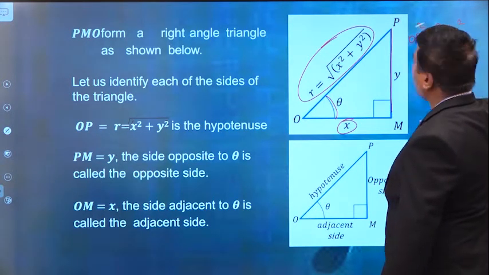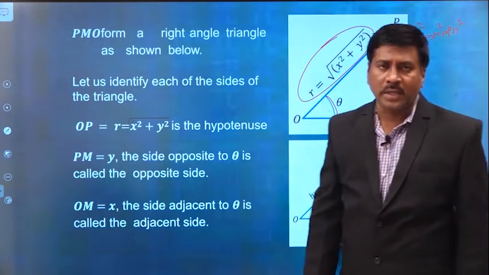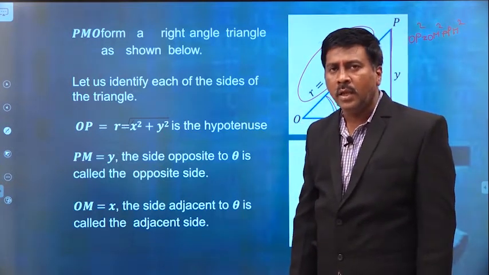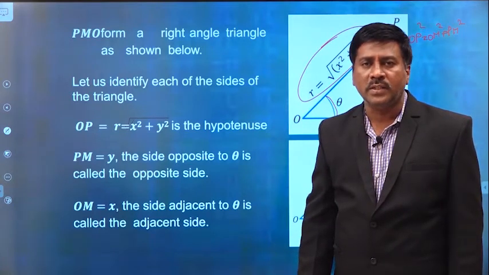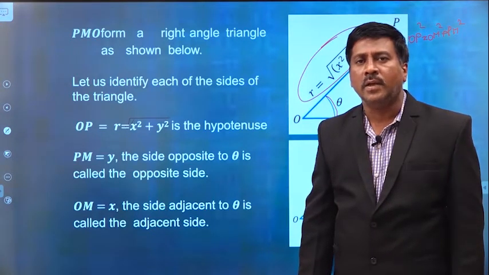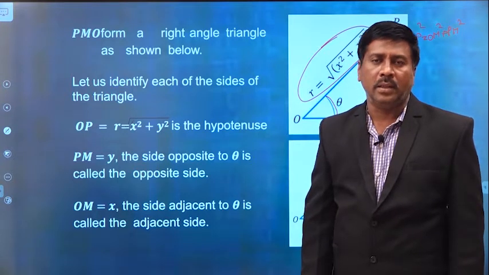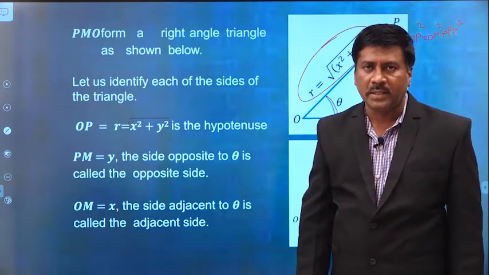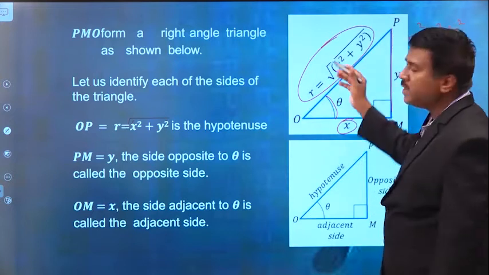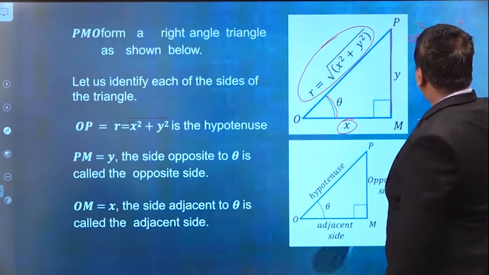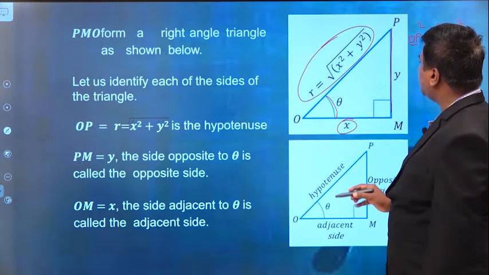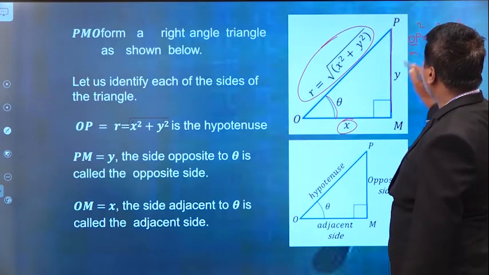PM square. You have already studied this in the lower classes, the 8th and 9th classes, where the Pythagoras theorem is covered. The square of the hypotenuse is equal to the sum of the squares of the other two sides of a right angle triangle. I use that law to find this value. r is equal to the square root of x square plus y square. What is the length of the side? OP is equal to r.